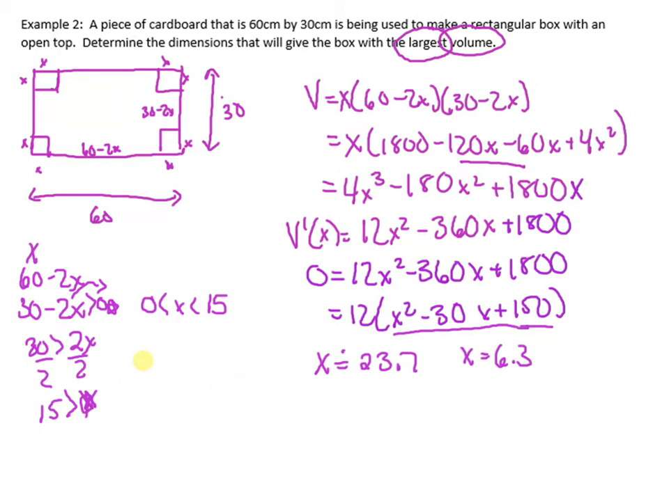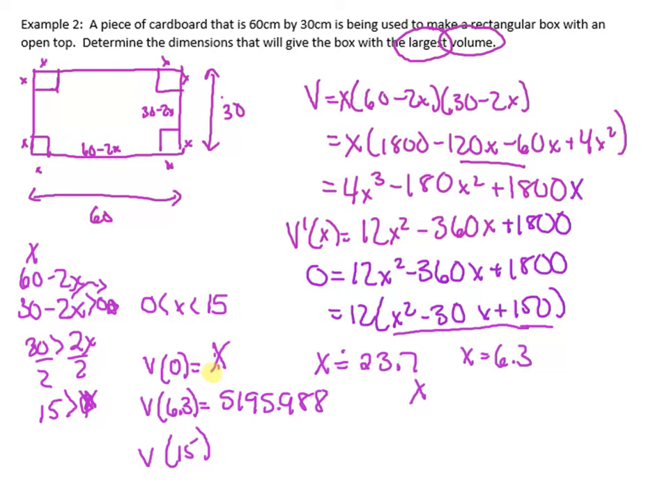Now we are going to solve for V at 0, V at 6.3, and V at 15. Remember, 23.7 is not in the domain. When we check these numbers, we get 5195.988 for this. This will give us a volume of 0. This will give us a volume of 0. So we have the dimensions. I'll finish this on the next video.